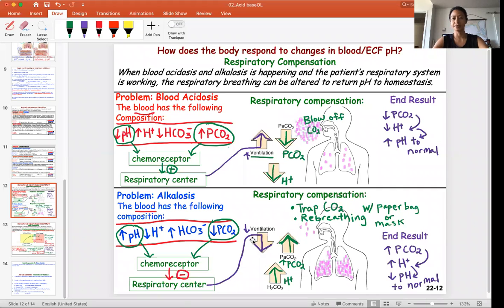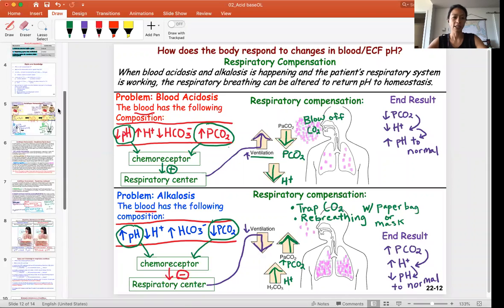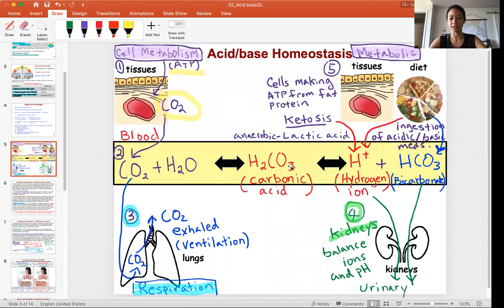Hello class, in this last video for acid-base physiology, I'll be talking about compensation. How does the body correct the pH on its own? So remember back to, again, slide 5 with the equation.